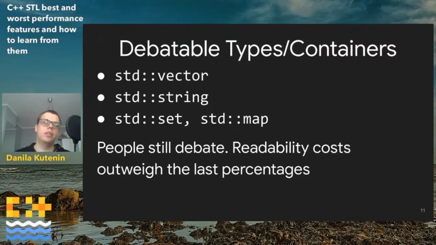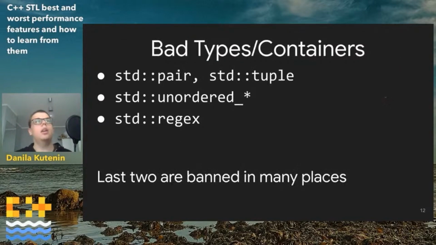However, readability costs sometimes outweigh the last percentages of what can be optimized, and also some of the style guides suggest using these types from standard libraries. Some style guides suggest using their own types. It's different. Unfortunately, if someone decides to use another, they pay the cost of education and readability in the future. And of course, there are some bad types. We will talk in more detail later about them.